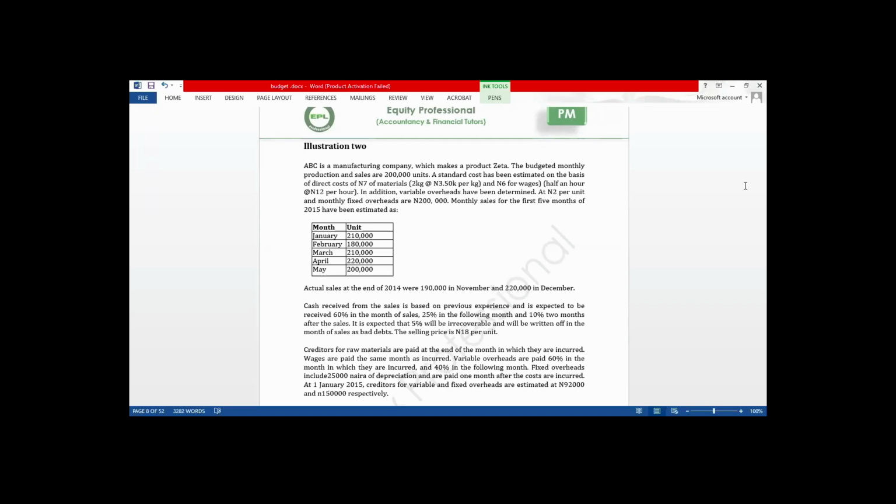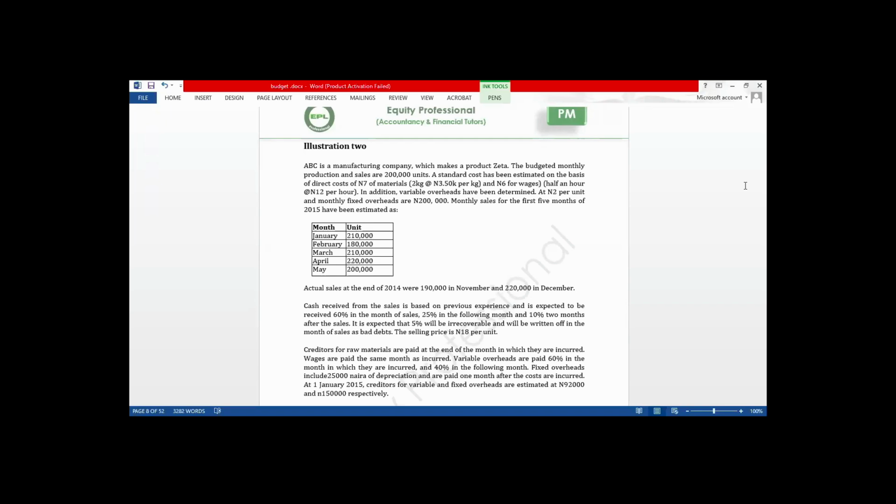Explain that. It means to produce a unit, you require 2 kg of raw material. Material price per kg is 3 naira 50 kobo. So if you multiply 2 kg by 3 naira 50 kobo, that will give you 7 naira. That is, the 7 naira is material cost per unit. The 3 naira 50 kobo is material cost per kg. So please note, you should be able to differentiate between cost per unit and cost per kg.